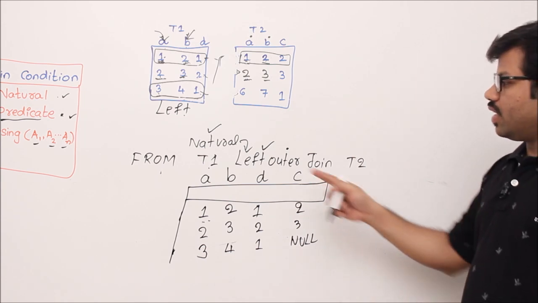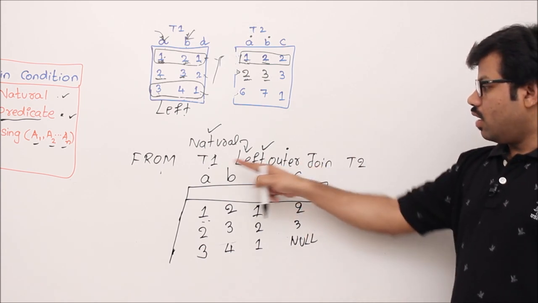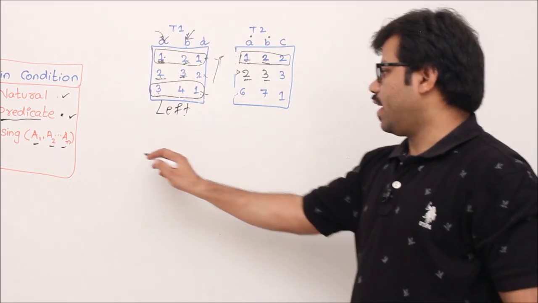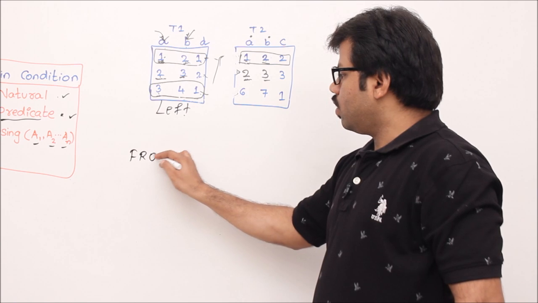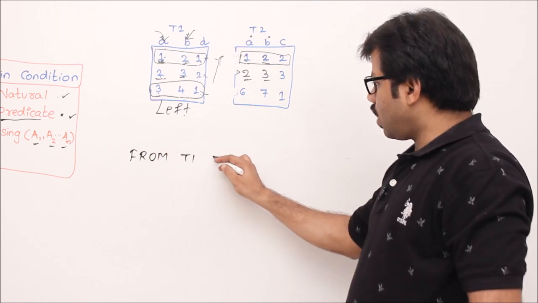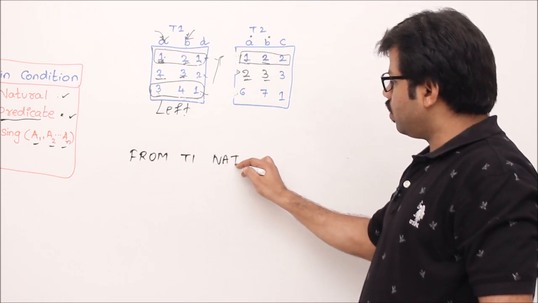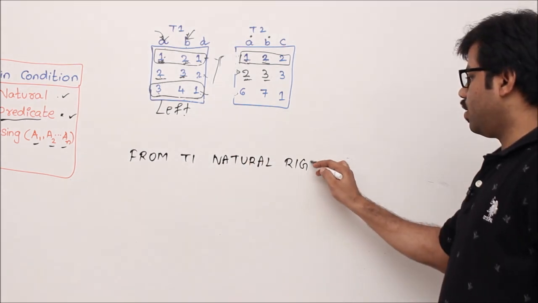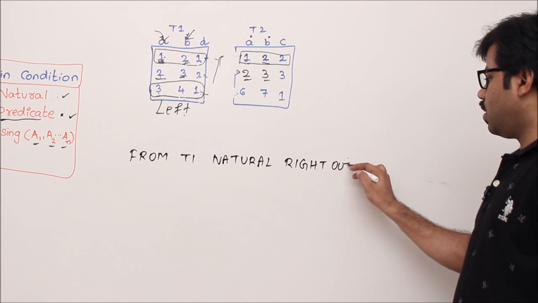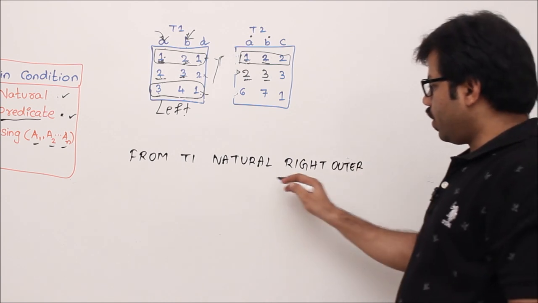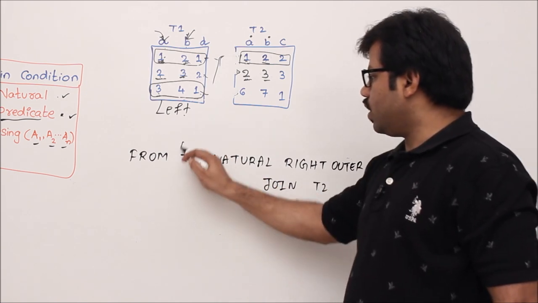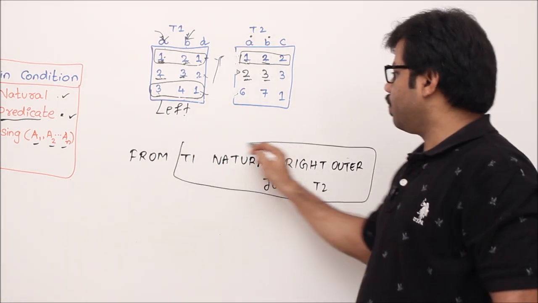Okay. So similarly, we'll see now T1 right outer join, especially natural right outer join. Let me write it like this: T1 natural right outer join T2. If I do this, what happens, we'll see.